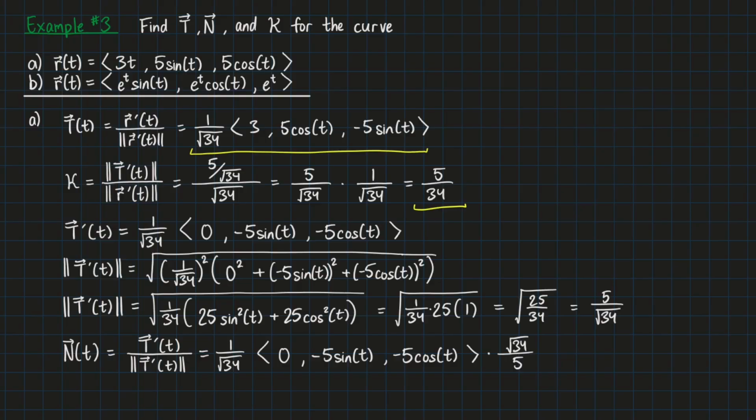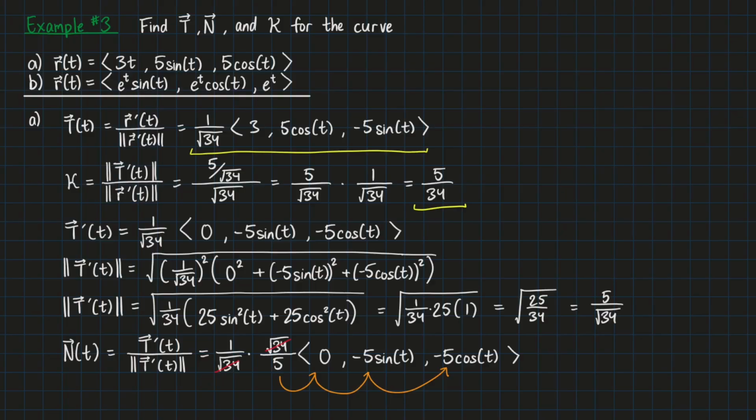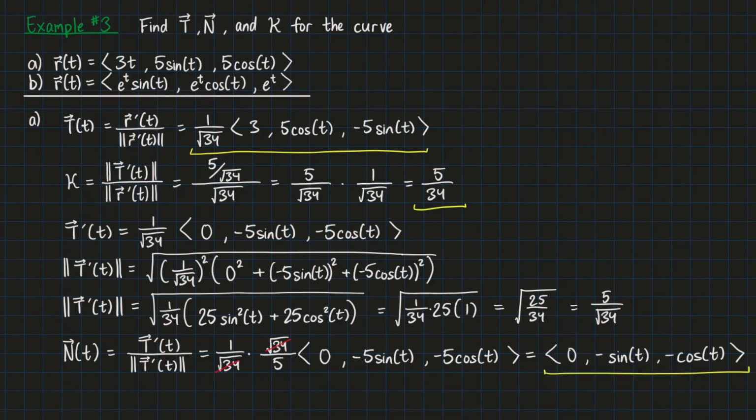Now let me rearrange this. These rad 34s will cancel out, multiplying each component by 1 over 5. The 0 will stay at 0, this negative 5 becomes a negative 1, and this negative 5 becomes a negative 1. So there's T, kappa, and N.